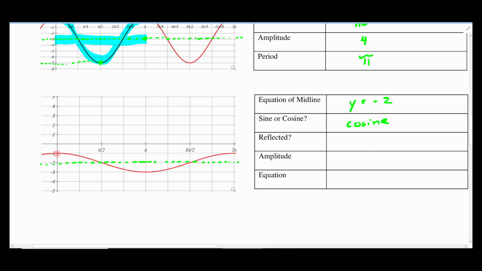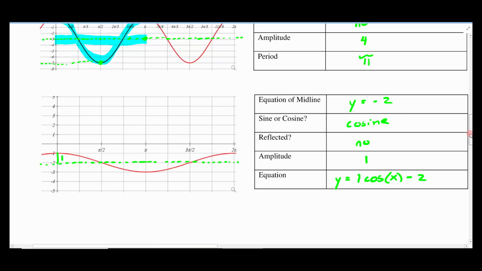There's cosine. Has it been reflected? Nope, because it's starting above the midline, so it has not been reflected. Amplitude: that's the distance between the midline and a max, which is a distance of 1. And now we're going to write our equation. So we have y equals amplitude 1 times the cosine of x, and our midline is at -2, so we're going to say minus 2. There's our equation. You can simplify that a little bit. You do not have to put the 1 in front if you don't want to. If it were any other number, you really do need to write it there. But 1, not necessary.